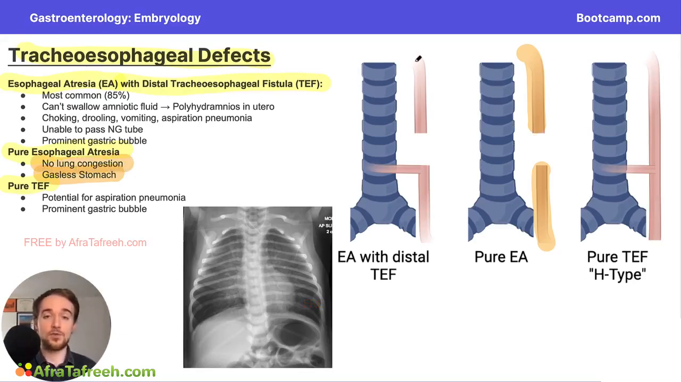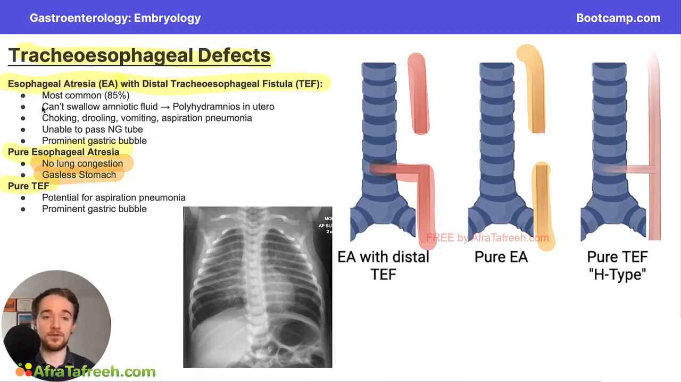Contrast that to our most common form of tracheoesophageal fistula, which is esophageal atresia with a distal tracheoesophageal fistula. A fistula is a connection between two structures, and in this case, the esophagus is connected to the trachea. However, it's notable that although the esophagus is connected to the trachea, it's connected to the trachea distally only. So things entering in through the mouth still have nowhere to go.